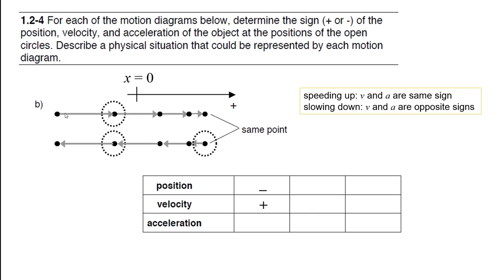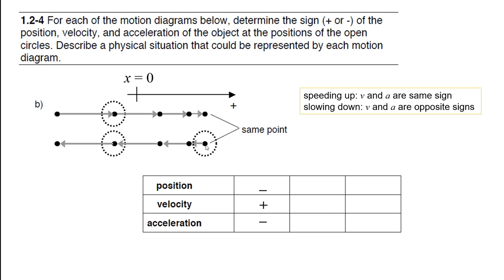The way that we're going to figure out whether we're speeding up or slowing down is to look at the length of these velocity arrows. Here, this length is bigger than this one. That means at this moment in time, I'm going faster than I am at the next moment in time. That means that I'm slowing down. So once we determine that we're slowing down, we know that v and a have to have opposite signs, so my acceleration is going to be negative.